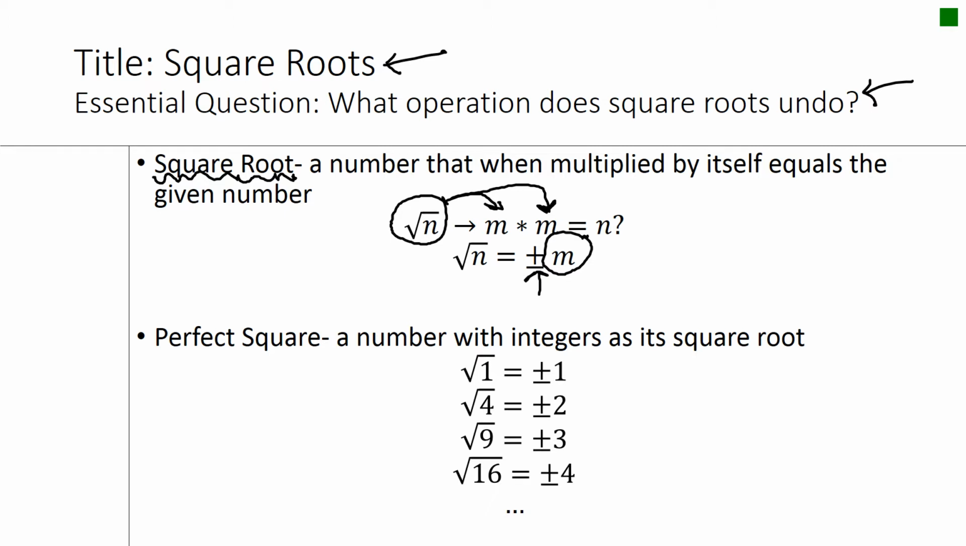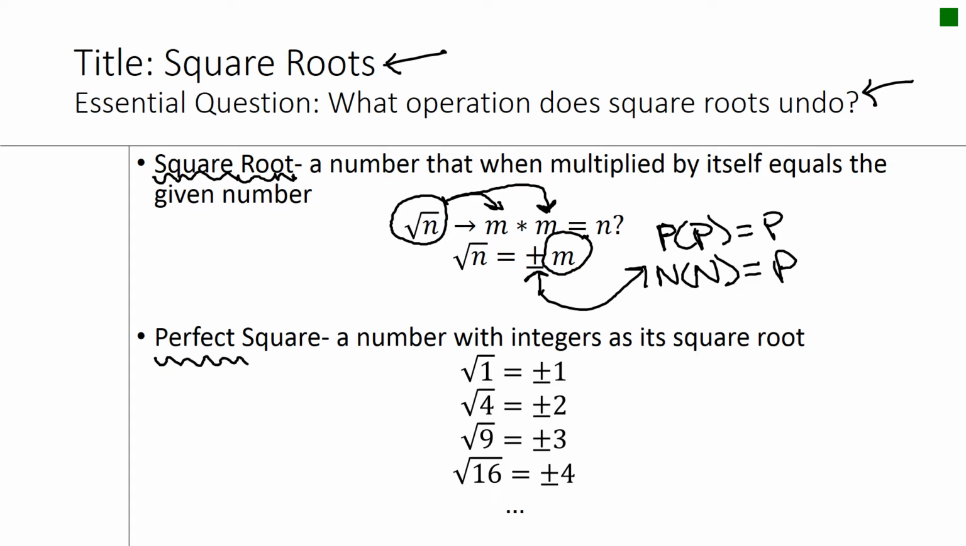Keep in mind that a positive number times a positive number is a positive number. A negative number times a negative number is a positive number. And that's why we have this plus minus, because when you take negative 2 times negative 2, it's also positive 4. There's two outcomes.